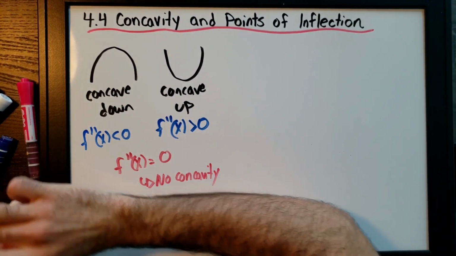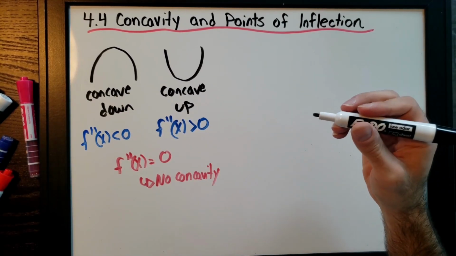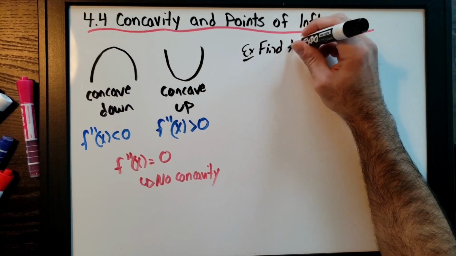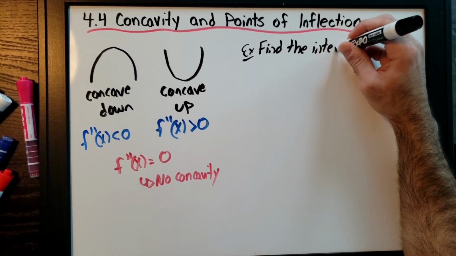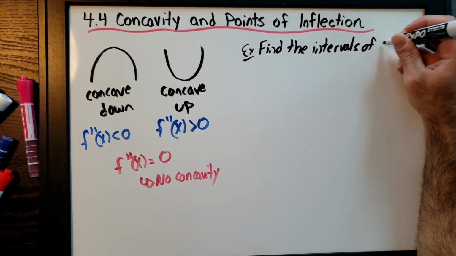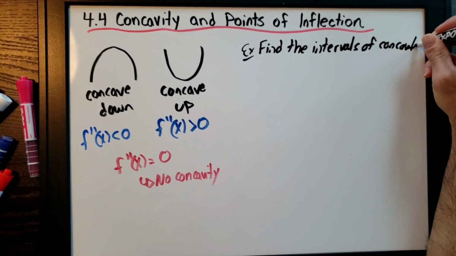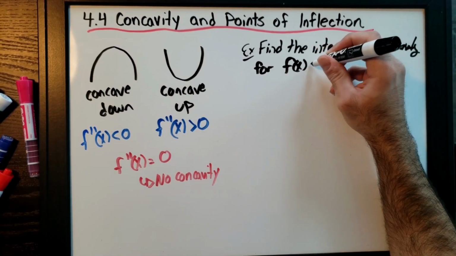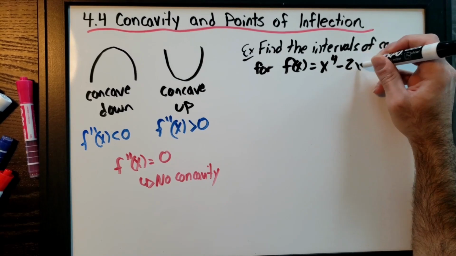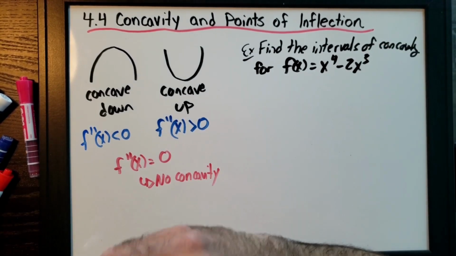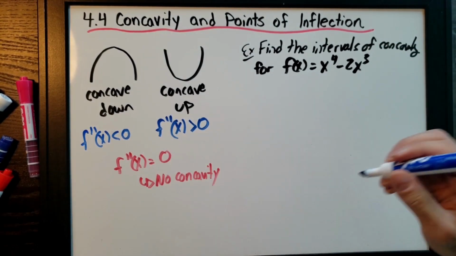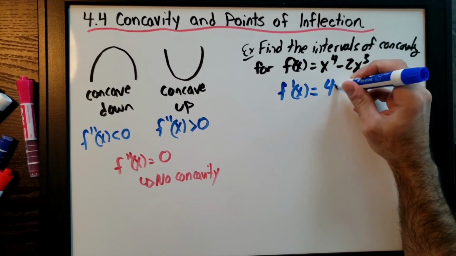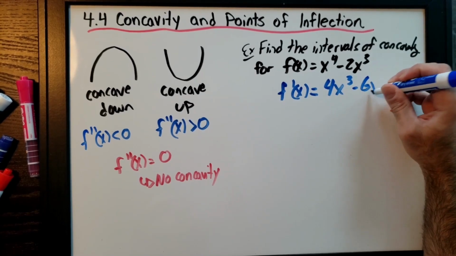Okay, so let's take a look at an example, and we'll test for concavity. So for example, over here, we'll find the intervals of concavity for f of x is x to the 4 minus 2x cubed. Okay, so first thing we want to do is find the first derivative. F prime of x is 4x cubed minus 6x squared.